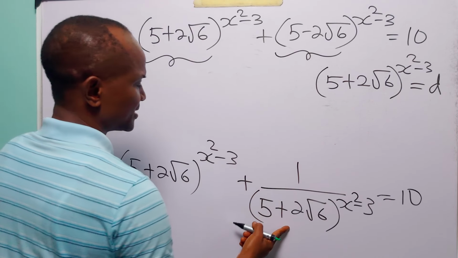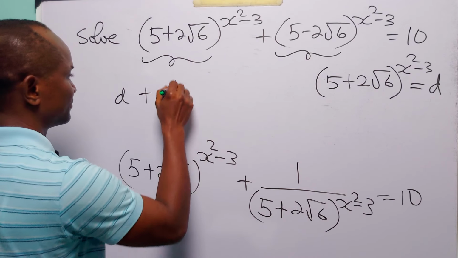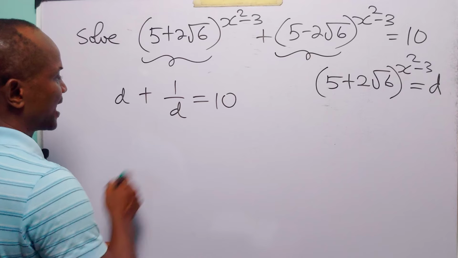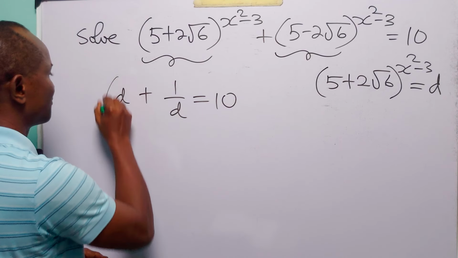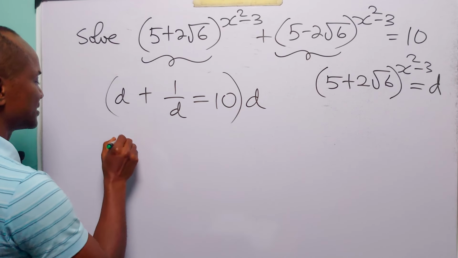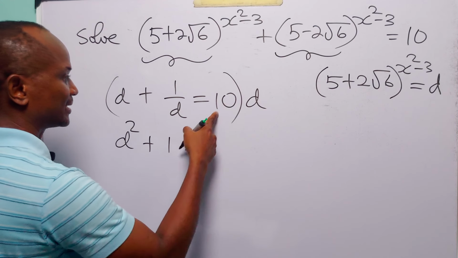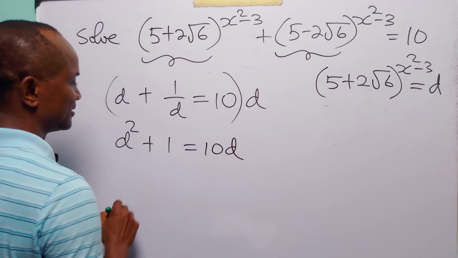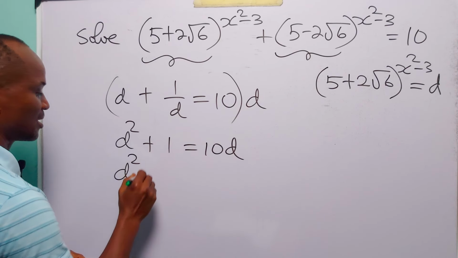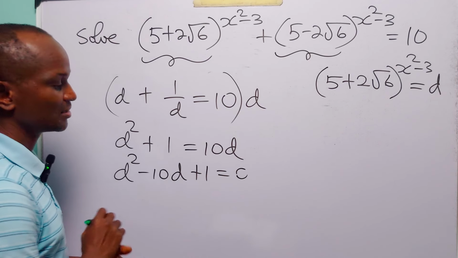Then we can rewrite this equation as d plus 1 over d is equal to 10. And of course, to get rid of this fraction, we multiply through this equation by d. d times d is d squared. 1 over d times d is 1, and 10 times d is 10d. Rearranging this quadratic equation, we have d squared minus 10d plus 1 is equal to 0.